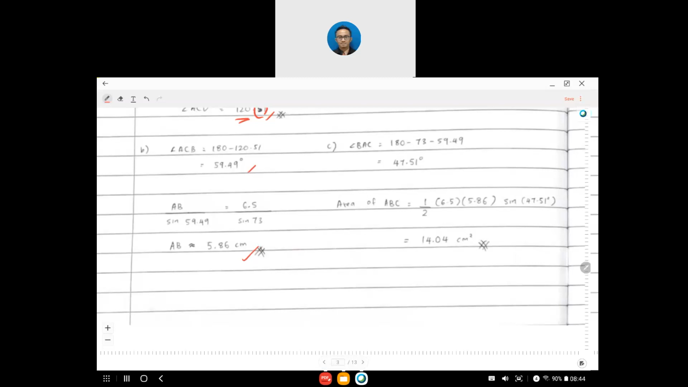And then the area of ABC. The area of ABC, you can use any method. Your friend used sine. And then you can get the area of ABC, 14.04. Okay, any problems? If you don't have any problems, let's proceed to question 5.